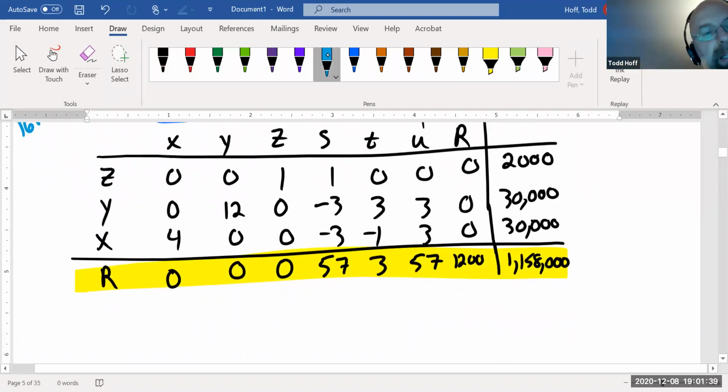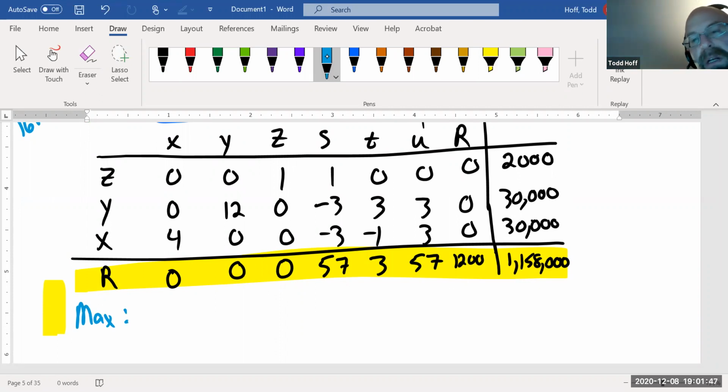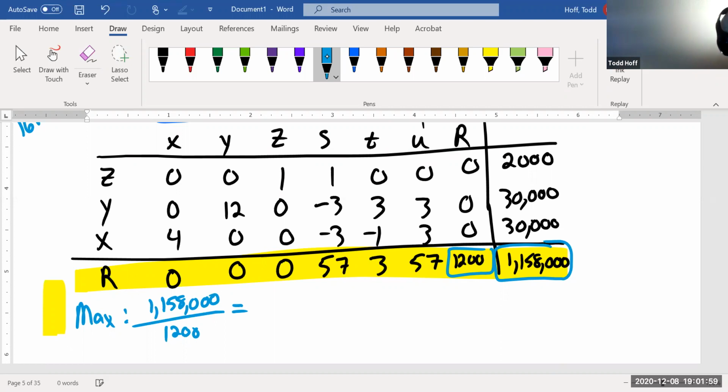First of all, the maximum of our objective function can be found by taking this value divided by the value in the R column. 1,158,000 divided by 1,200. What does that come out to be? $965. So $965 in interest is the maximum interest.